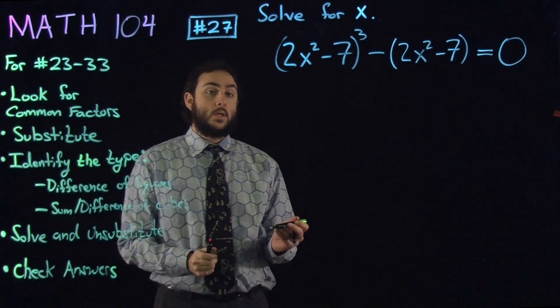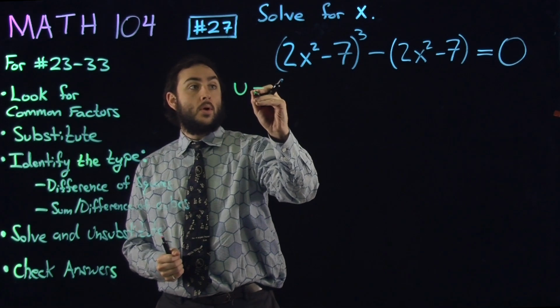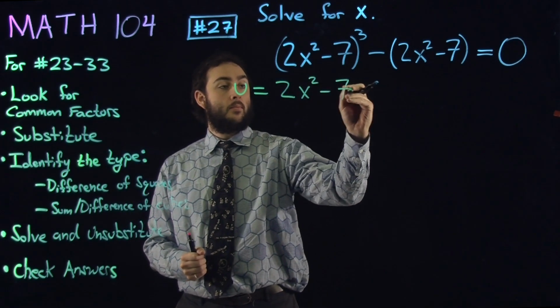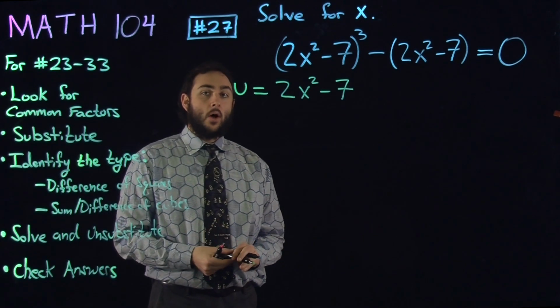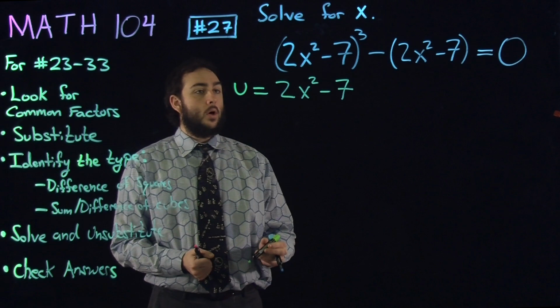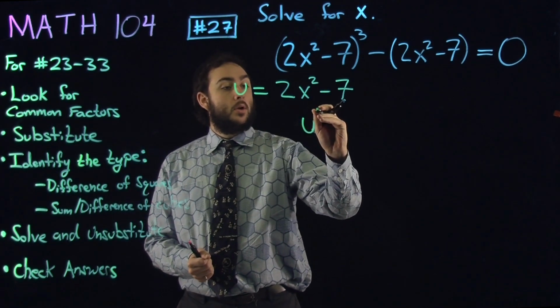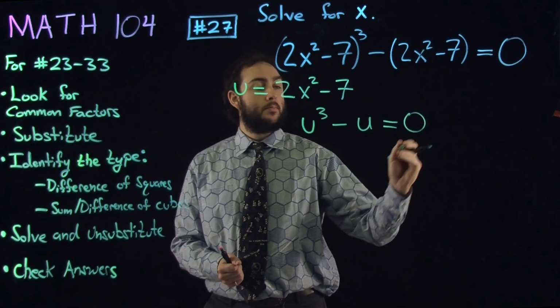So what we might do to clean things up is first substitute u equals 2x squared minus 7. This will just make the equation a little bit easier to solve, a little cleaner. So with this substitution in mind, let's instead solve the equation u cubed minus u equals 0.